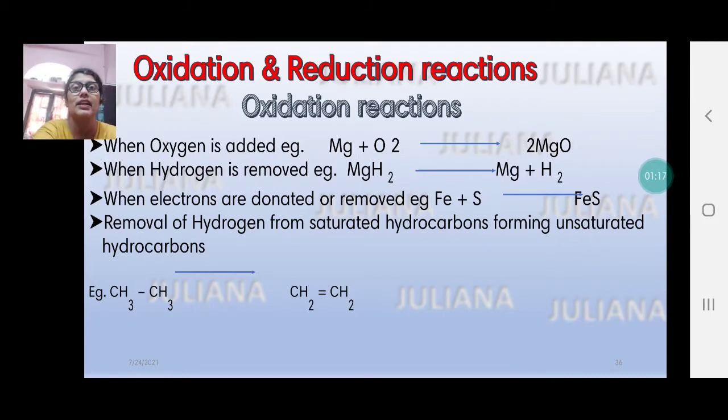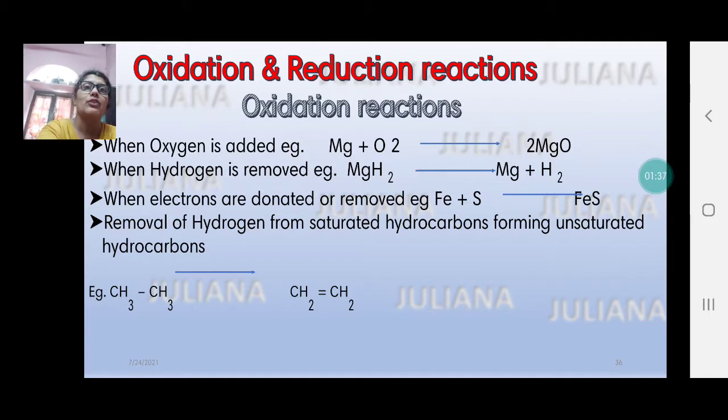Like in this example here, Fe is being oxidized because it is donating electrons and sulfur is accepting electrons, so it is being reduced. So there is both oxidation and reduction, but as we are studying oxidation, let's remember iron is donating electrons, so it is oxidized and it is an oxidation reaction.